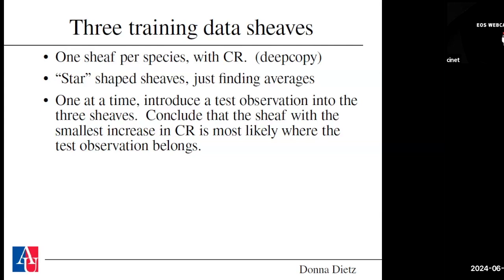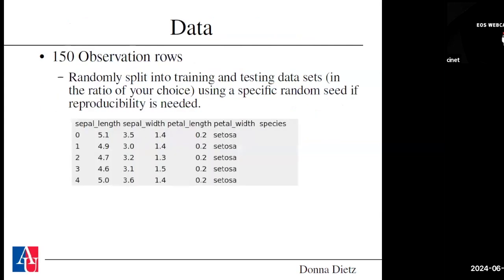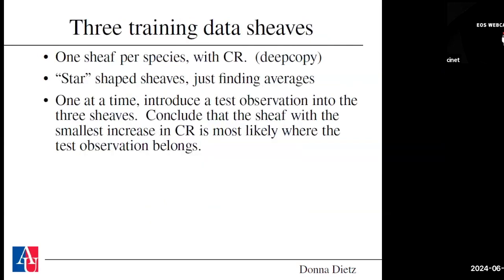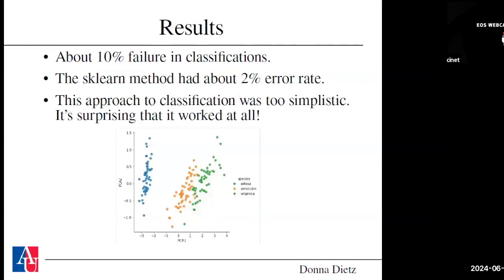And whichever one gives me the least change in the consistency radius, I'm going to say, I think that's the home for that. That's where it probably belongs. Okay. And of course, I would expect most of my errors to be between the versicolor and the virginica because those are kind of near each other. And I basically got what I expected. I got about 10% failure.